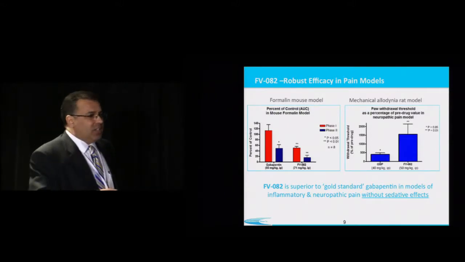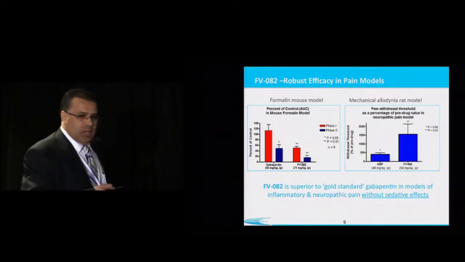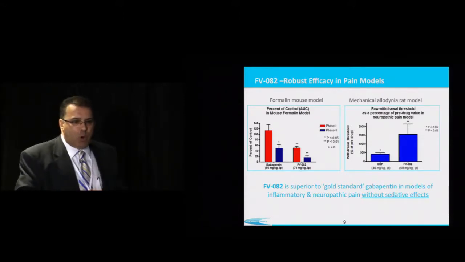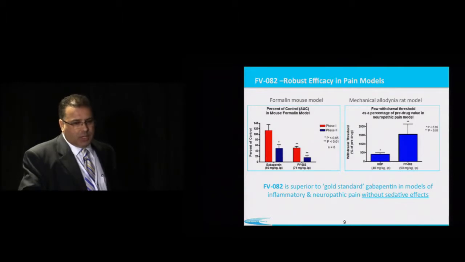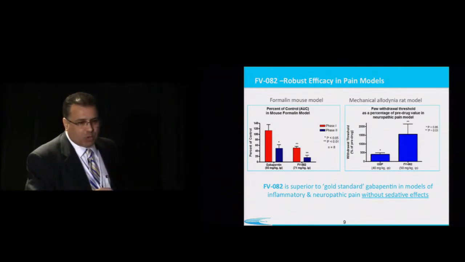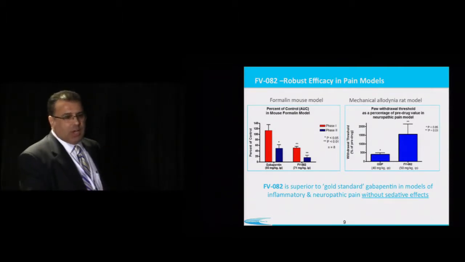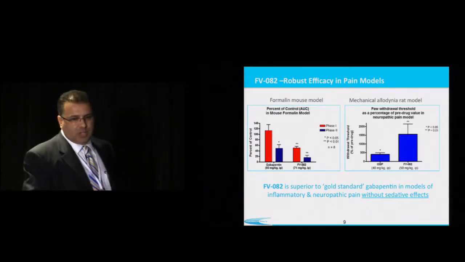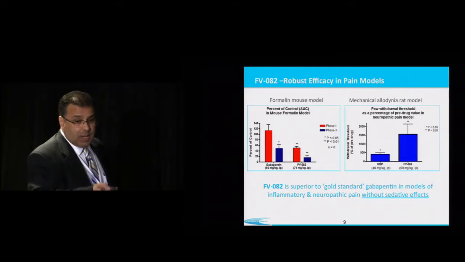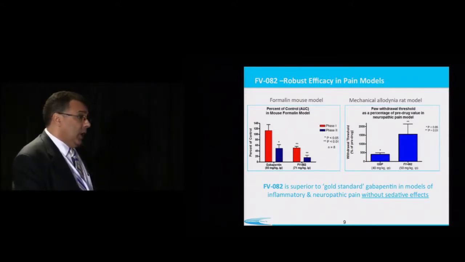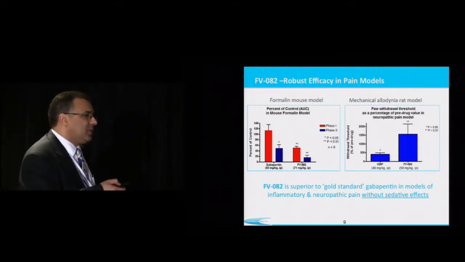The molecule was tested in 2 pain models, the formalin mouse model, and as you can see, the molecule works beautifully compared to gabapentin, as well as in neuropathic pain, such as the mechanical allodynia rat model. And again, compared to gabapentin, it's at least as good, even better than gabapentin in those models.